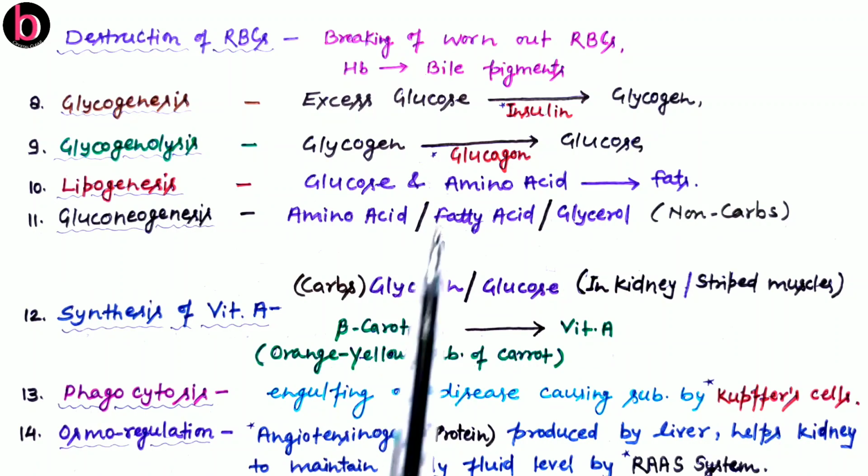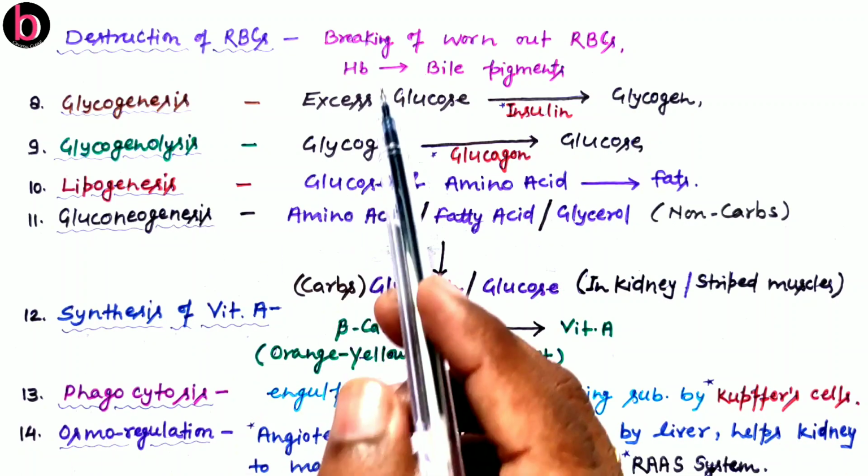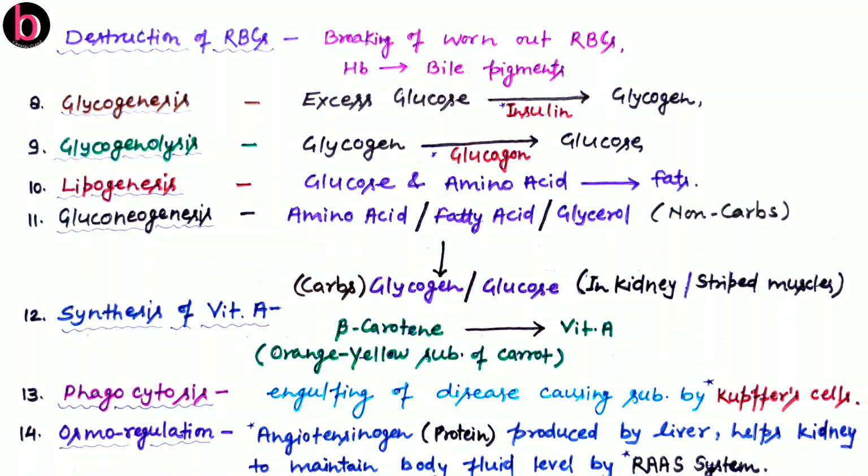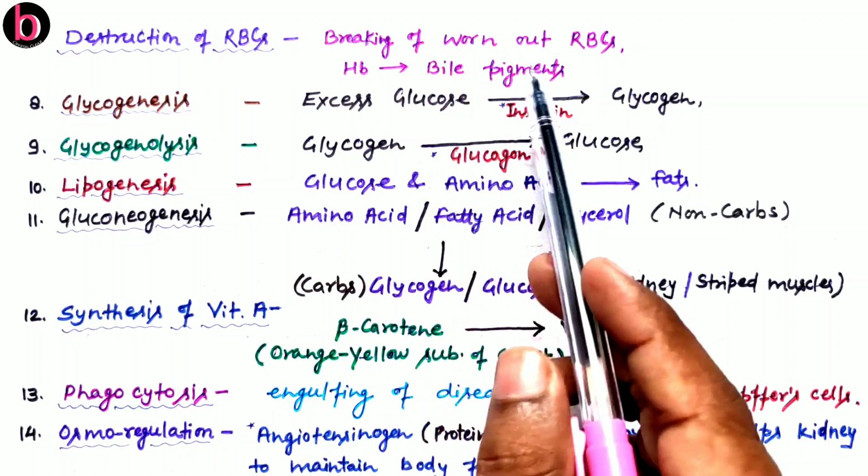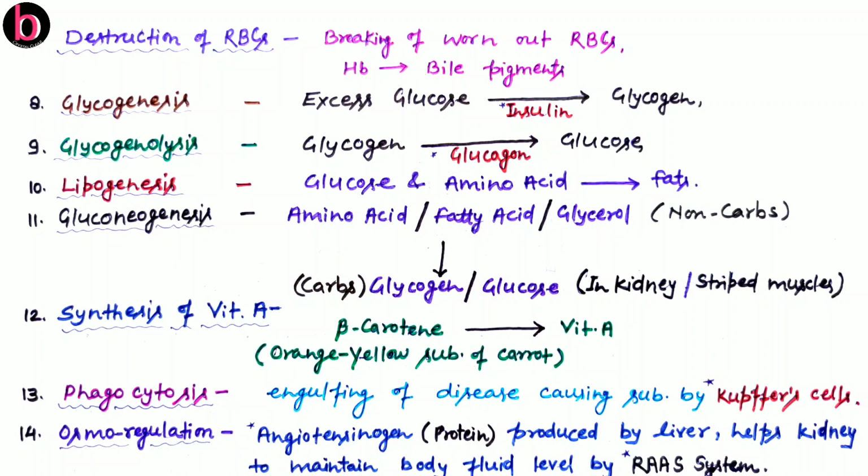So liver causes breaking of these worn out RBCs, and hemoglobin which is present in RBCs is converted into bile pigments. We earlier discussed bilirubin and biliverdin. Both these are bile pigments. Bilirubin is yellow in color, biliverdin is green in color.